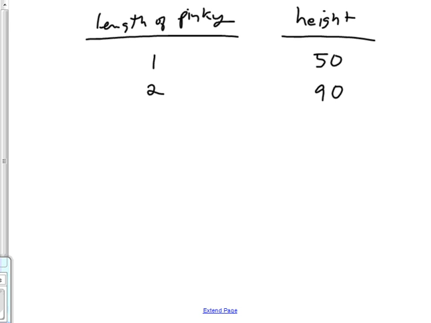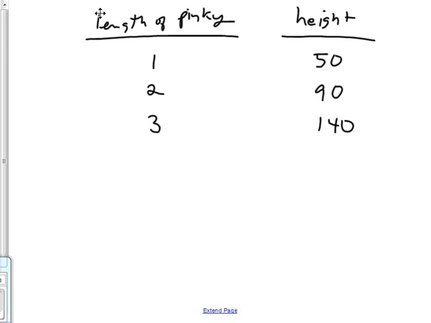Is there an exact correlation? No, otherwise it would have been a 2 with a 100. And this is the entire pinky, by the way, not just a little part of the pinky. This is the entire pinky bone. Okay, so a person could have a 3-inch long pinky, and let's say that that makes them 140.